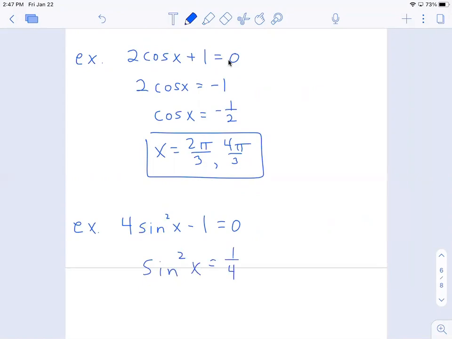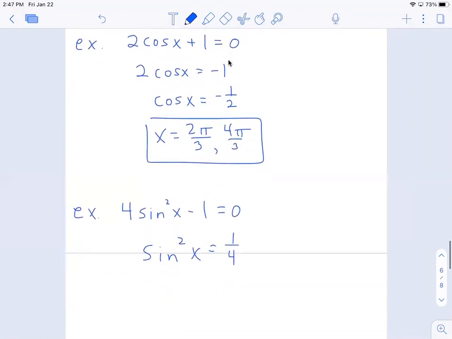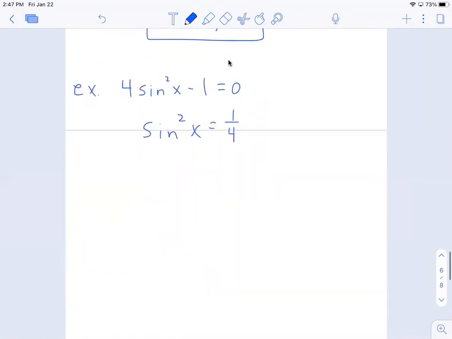But I solved it for sine squared. I have to solve it for sine. So I'm going to take the square root of both sides. So if you're nodding off, don't miss this. Because when I take the square root of the left side, I get the sine of x. If I take the square root of the right side, the square root of 1/4 is plus or minus the square root of 1, which is 1, over the square root of 4, which is 2.